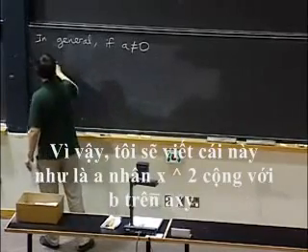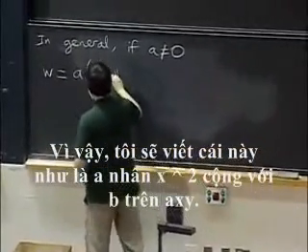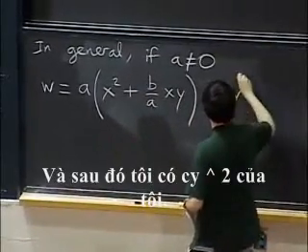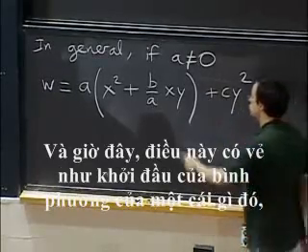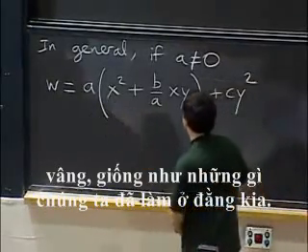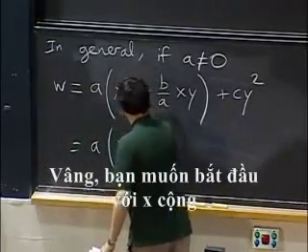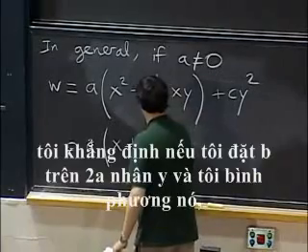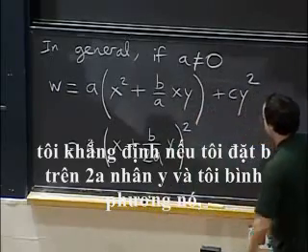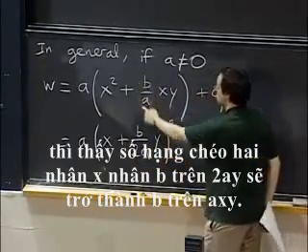So I'm going to write this as a times x squared plus b over a xy. Then I have my cy squared. And now, this looks like the beginning of the square of something, just like what we did over there. So, what is it the square of? Well, you'd start with x plus, I claim, b over 2a times y, and if I square, the cross term, 2 times x times b over 2a y, will become b over a xy.